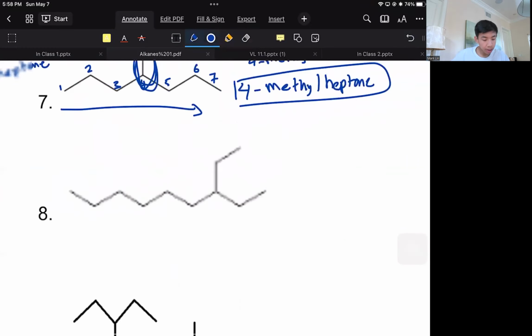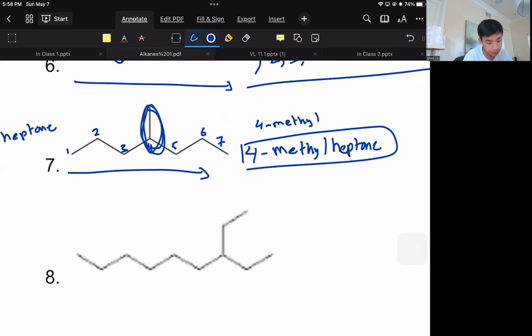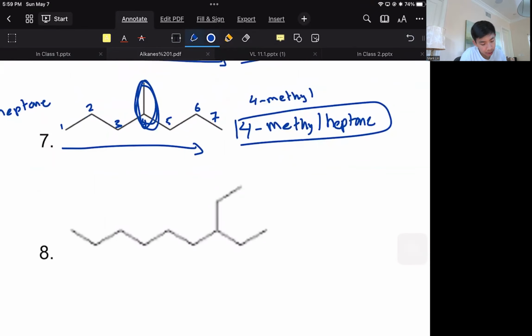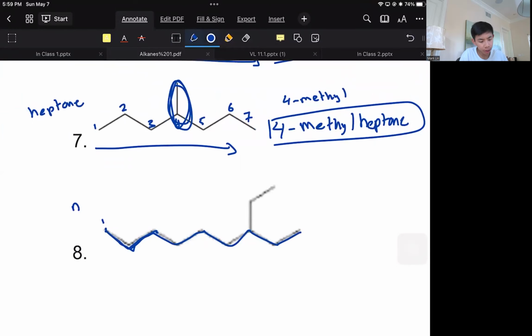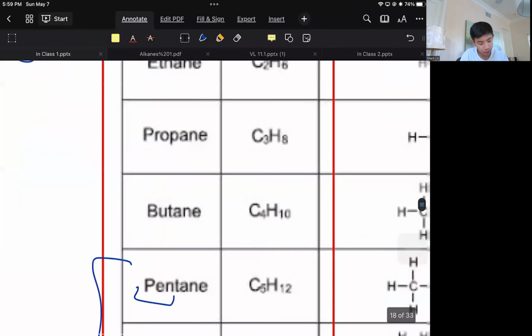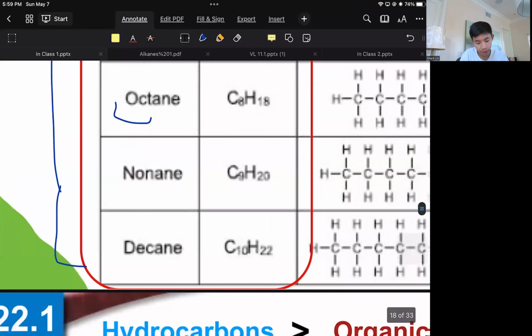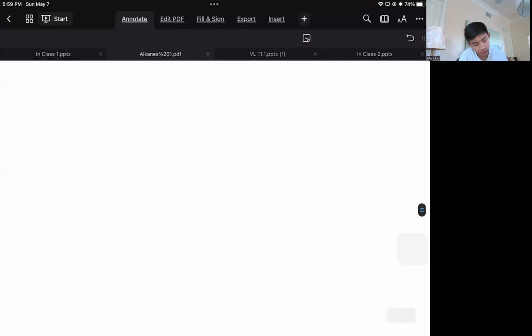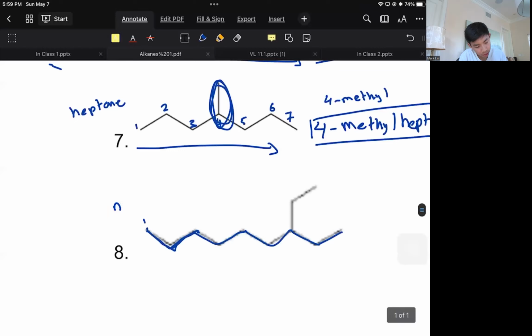Number 8. So this looks pretty obvious as well. The leading strand is going to be this one, the main one. 1, 2, 3, 4, 5, 6, 7, 8, 9. It's a 9, so that's going to be nonane. Yeah, nonane.